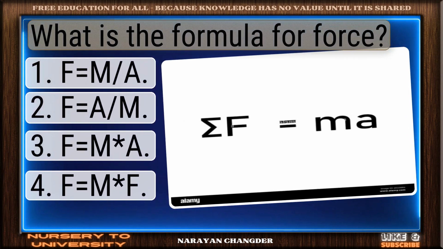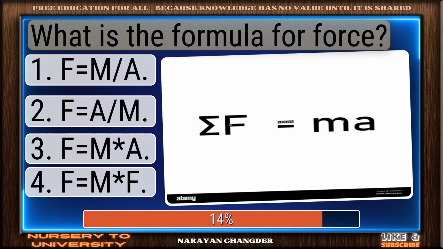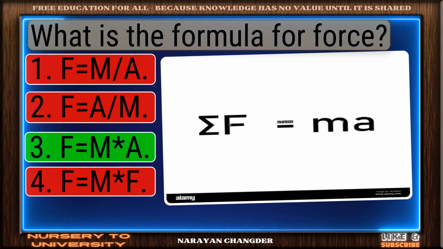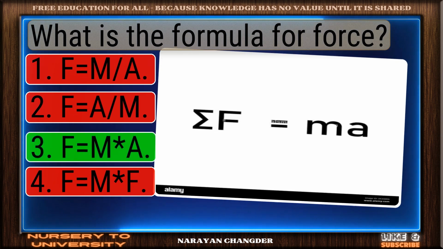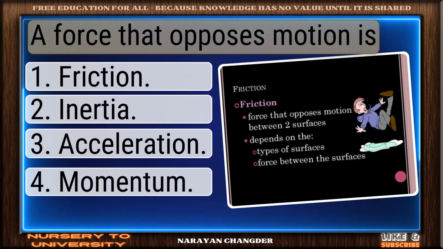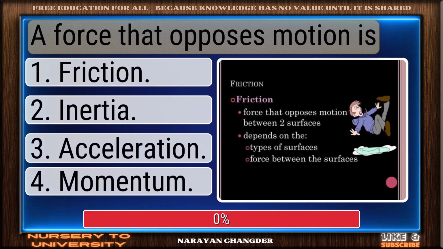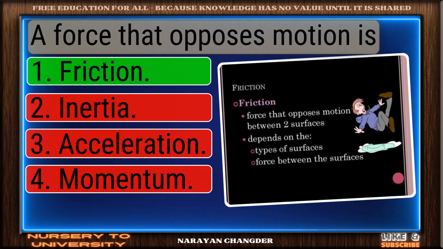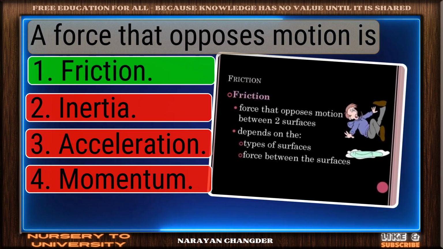Question number 228. What is the formula for force? Well reasoned. F equals ma is the correct choice. Question number 229. A force that opposes motion is. Well picked. Friction is the correct answer.